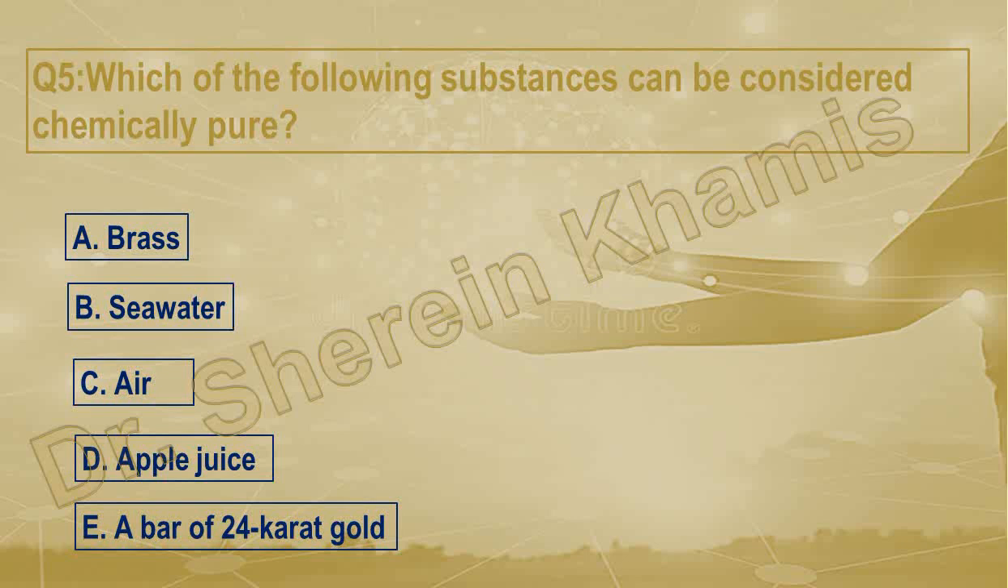If we have a definite concentration of the substance, it means that we have the substance in a pure state, with no impurities or additives. So the answer will be E, a bar of 24 karat gold. I think it's easy, but we must know the meaning of all the items or words in front of us. Okay, we are going to question number 7.